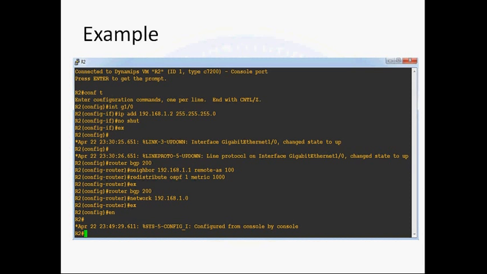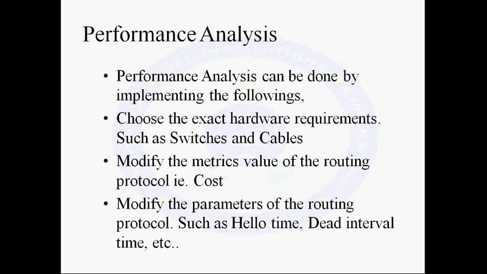Performance analysis. Performance analysis can be done by implementing the following factors. First, choosing the exact hardware requirements such as cables, switches, and then modifying the parameter or metric value of the routing protocols such as cost. Then modify the parameters of the routing protocol such as hello time, dead time interval, etc.